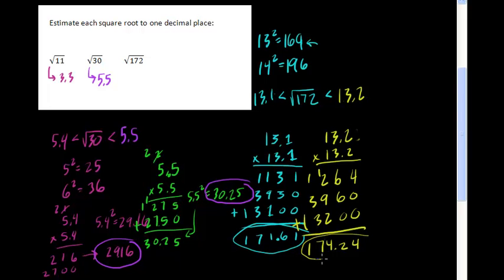Which one's closer? Is 174.24 or 171.61 closer to 172? Well, 171.61 is only 0.39 away. Whereas this one right here is 2.24 away. You can verify that. But here, this just tells us that it's a lot closer to 13.1. It's a much better approximation.